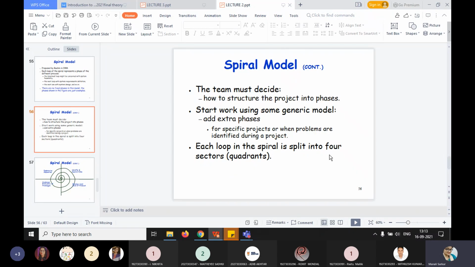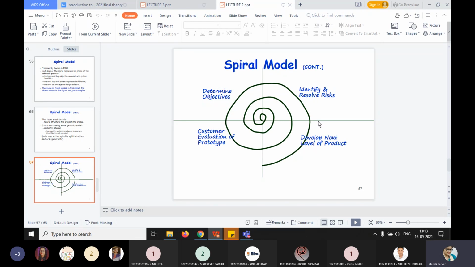Also, start with some generic model and add extra phases for specific projects or when problems are identified during the project. Each loop in the spiral is split into 4 quadrants. So every time, the loops are divided into 4 quadrants in the spiral model, but the number of loops can vary. These are the quadrants, students, and the loops are this one.